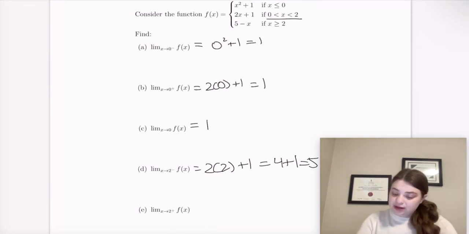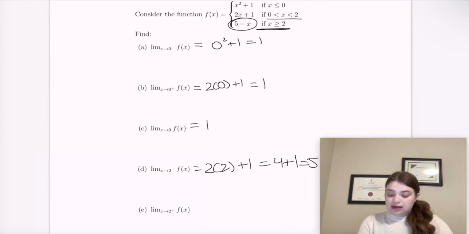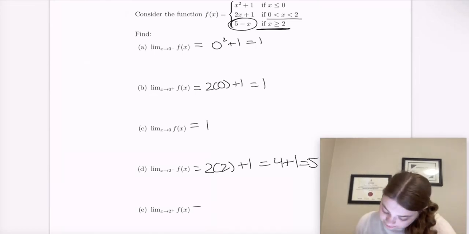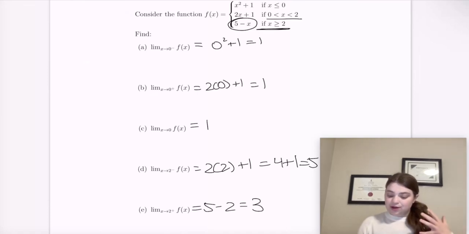Then for 2 from the right, we're going to be using this equation here, the 5 minus x, because in this case, this is for 2 and above, so this is from the right. We would use this one. So that's going to be 5 minus 2, which is equal to 3. And so in this case, if they were to ask about the limit as x approaches 2 in general, the two-sided limit, we would say, oh, that doesn't exist, because we ended up with two different values for left-hand versus right-hand limit here.